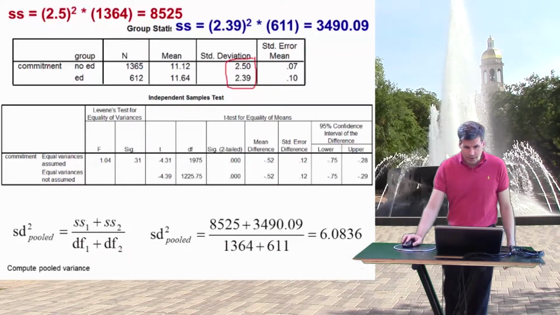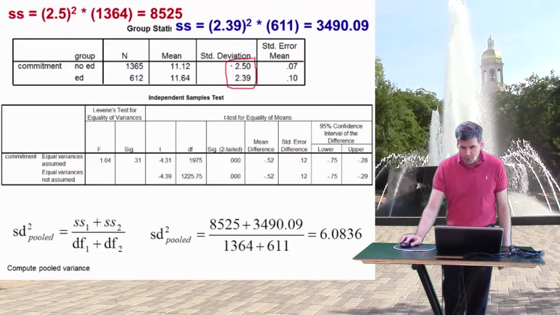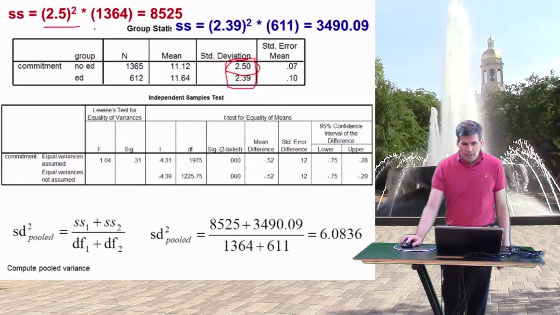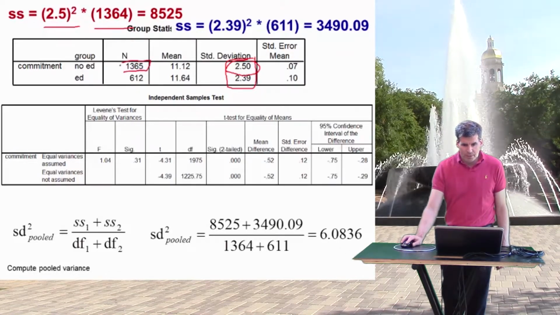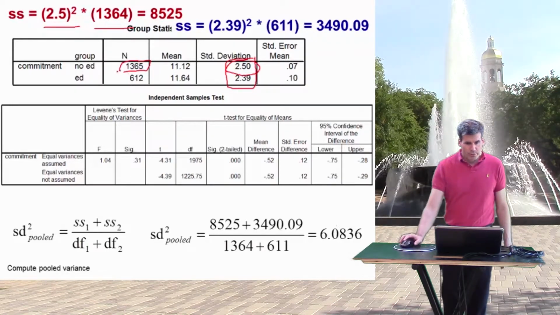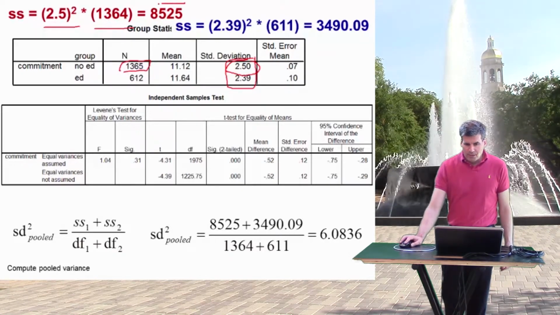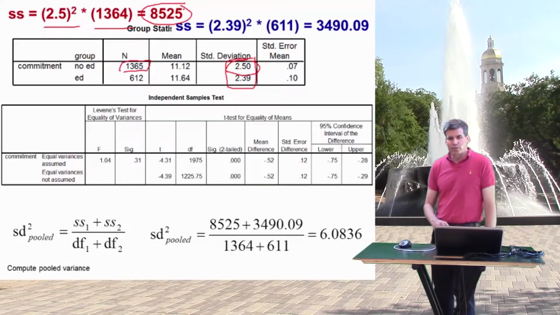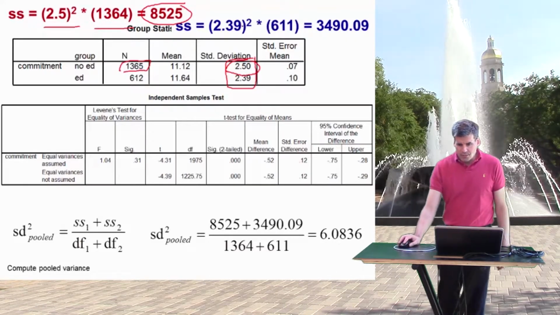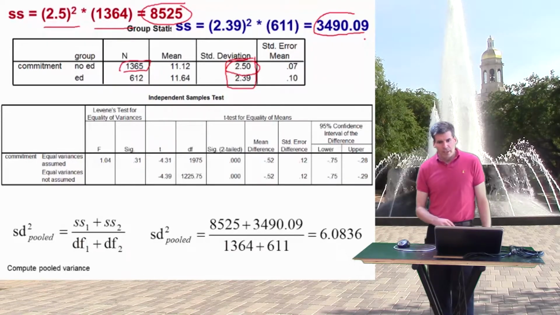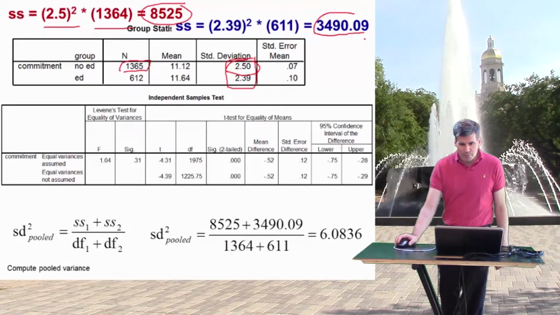So what I'm going to do, say for example, take group 1, the no education group, their standard deviation was 2.5. And I'm going to square that and then multiply that by degrees of freedom, the group size minus 1. So they had 1,365 people. Take n minus 1, get 1,364. So get the standard deviation squared times degrees of freedom to get my sums of squares, 8,525. And then I'm going to get the sums of squares for group 2, the people that received education, same thing. Take the standard deviation squared to get variance, multiply the variance by my degrees of freedom, and I get 3,490.09.